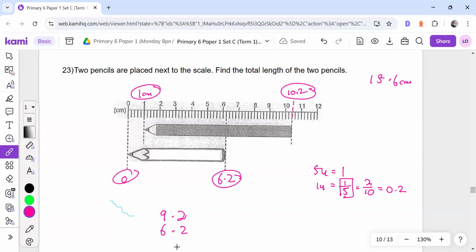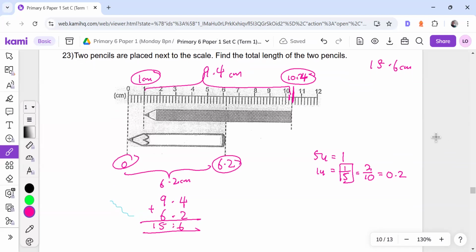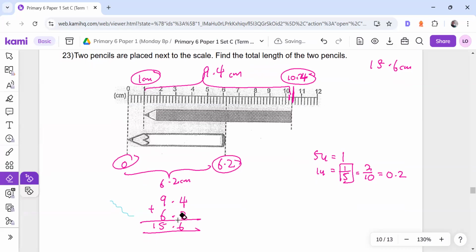Did I have a mistake? Hang on for a while. This is 10.4. Sorry, 10.4. Okay, 10.4. So 10.4 minus 1 is 9.4. Writing error. This is 9.4. So the longer pencil is how many? The longer pencil is 9.4 and the shorter pencil is 6.2 cm. And then you find their total length, just plus them together, and you will get 15.6, which is your answer. 15.6 cm. That's the total length.